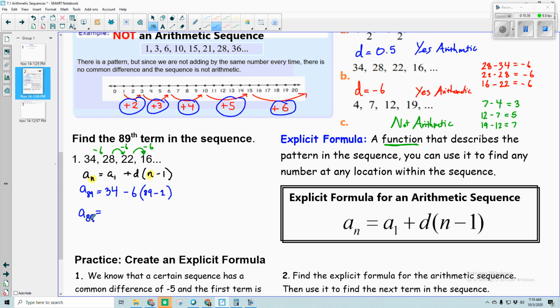So the number in the 89th spot is, well, once we calculate all of this, so we do 89 minus 1, multiply that by -6, and then we'll add 34 to that to get negative 494. Okay, so lying in the 89th spot, waiting for us all the way down after we continue the sequence on and on, is this number, negative 494. So that's the number in the 89th spot.